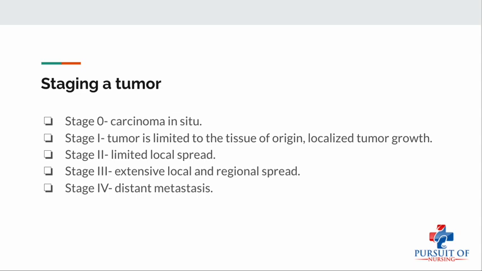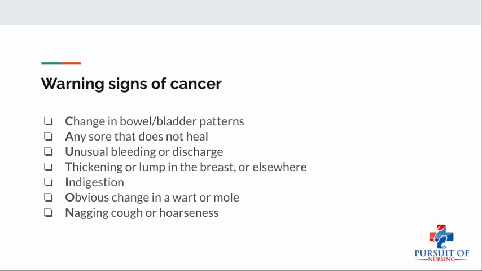Now, you move forward to stage 1, where the tumor is limited to the tissue of origin. Stage 2, you have limited local spread. Stage 3, you have extensive local and regional spread. And then stage 4 is when distant mets has occurred.